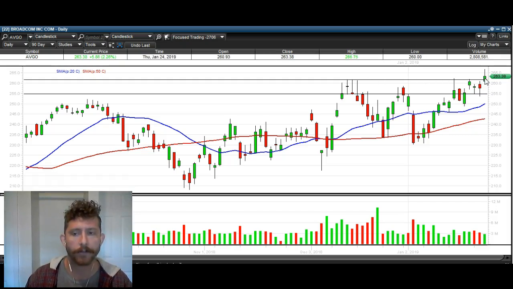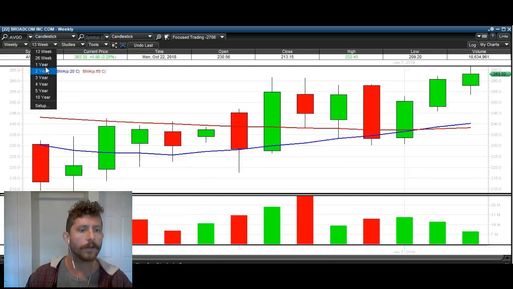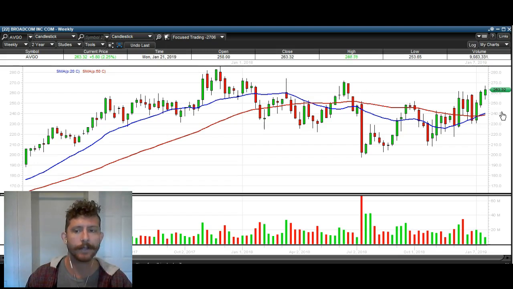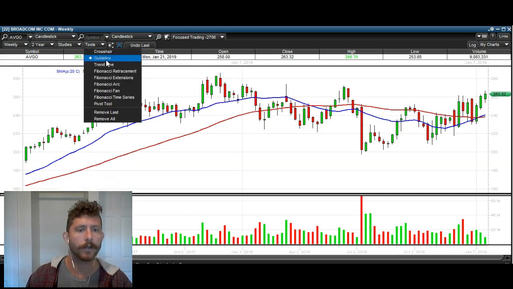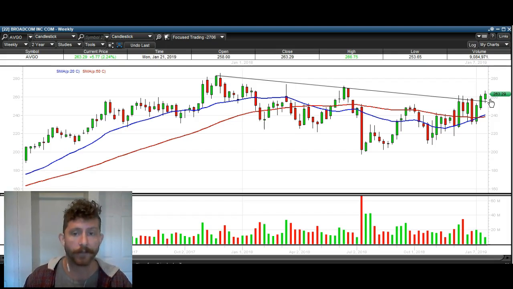All right, and if you look at the weekly chart, it looks super clean. If you look right here, there's a downtrend line. It broke over that downtrend line last week with a close over that. And just look at how clean that looks. It looks super coiled right here. And now we're breaking over that resistance. I think AVGO is set for higher prices.